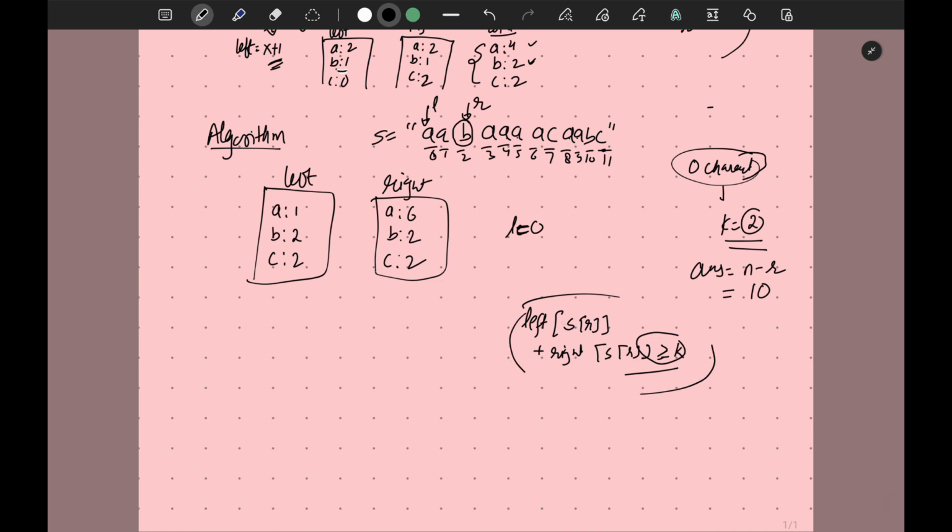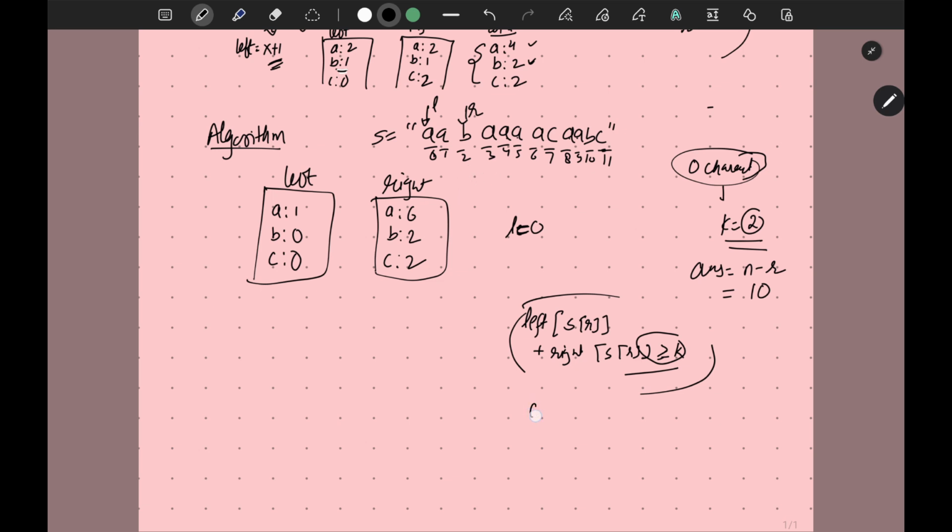And why are we using S[r]? Because since we are updating r, those would be the characters whose frequency would change. Now if we see, initially we would have 0 of this, so our r is here. Now if we are here and if we move r, what will happen?